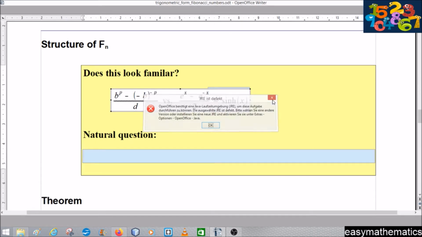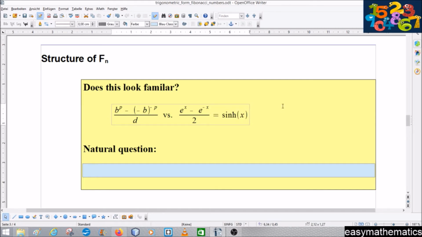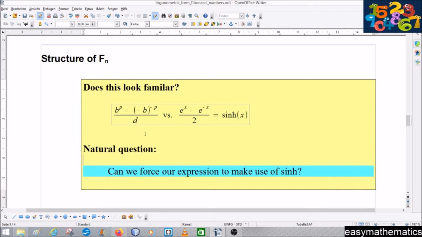The exponents have different signs, and there is a constant in the denominator, and the bases are quite the same. They differ also by a sign, and this is not the case for the hyperbolic functions. They have the same base, same exponent, but differ in the sign. So the question is whether we can force our expression to make use of the hyperbolic sine. We want to get rid of this minus in some sense to make these bases the same. This is our task. How can we do this?